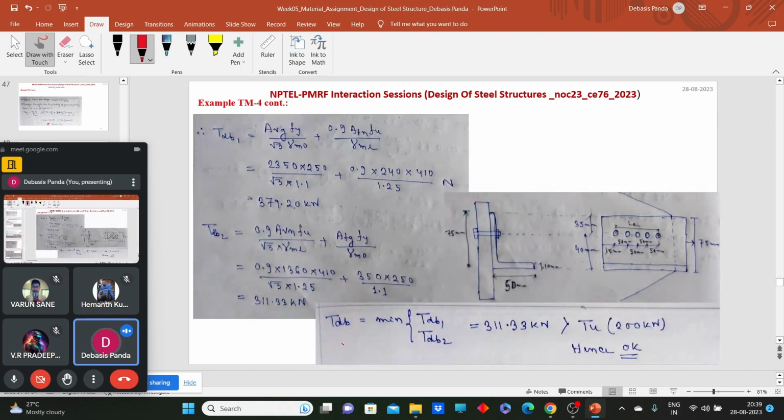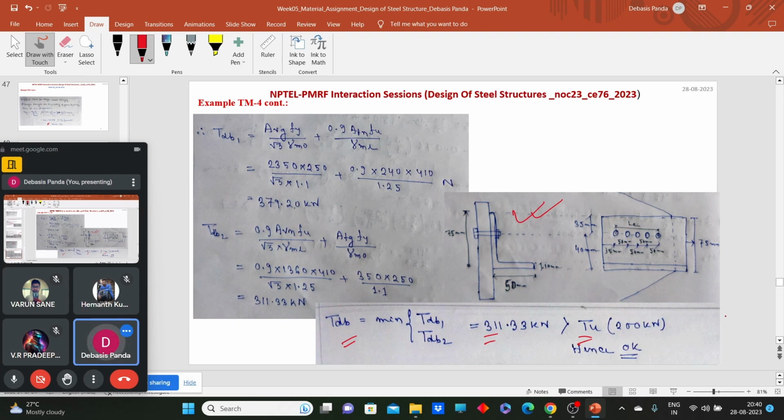So you can calculate that my Tdb value comes as 311. The block shear strength of this connection, whatever I have designed here with the 5 number of bolts and ISA 75 into 50 into 10, can have a block shear strength of 311 kilonewton. That is also greater than the Tu value, right? That means whatever I have designed, first we considered that yielding is my failure criterion, and with respect to yielding, now we can say that this connection is safe against rupture and block shear also.